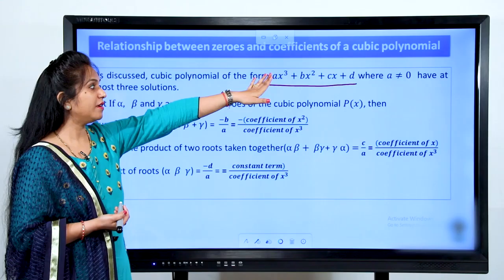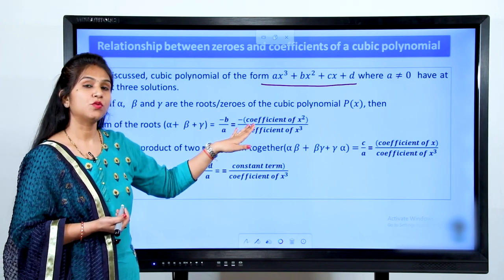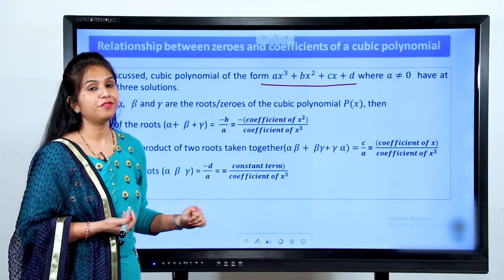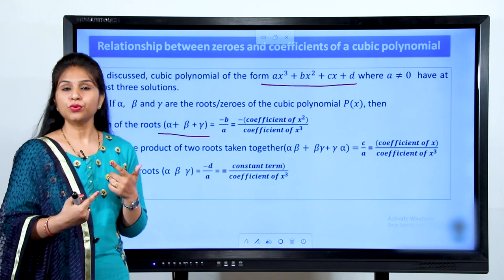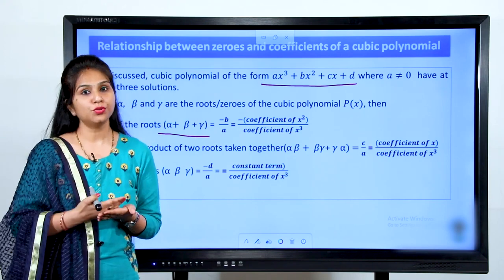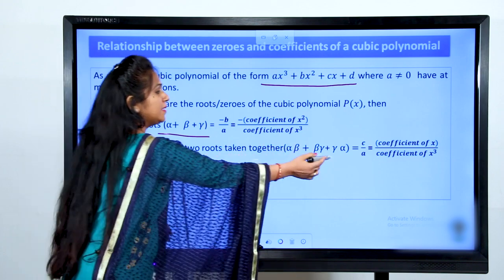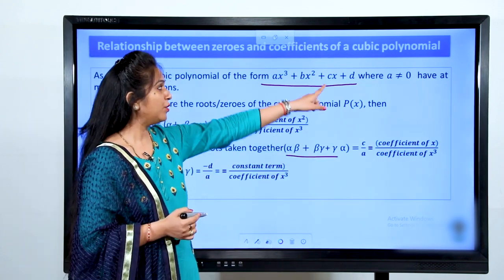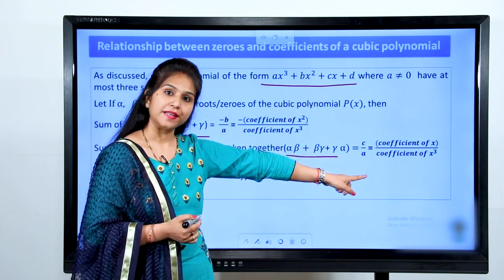Now what is b here? b is the coefficient of x square. So minus b by a is equal to minus the coefficient of x square upon the coefficient of x cube. Remember, this is the sum of the 3 roots. When we take 2 roots together, that is alpha into beta plus beta into gamma plus gamma into alpha, when we are taking the sum of 2 roots taken together, then in that case this is equal to c upon a. Now when you compare this, what is c? c is the coefficient of x upon the coefficient of x cube, c upon a.